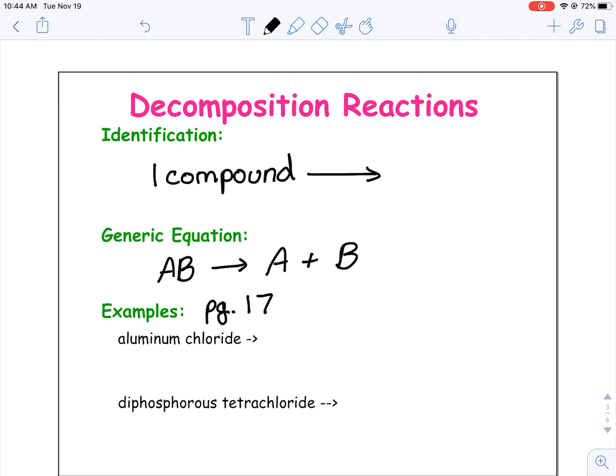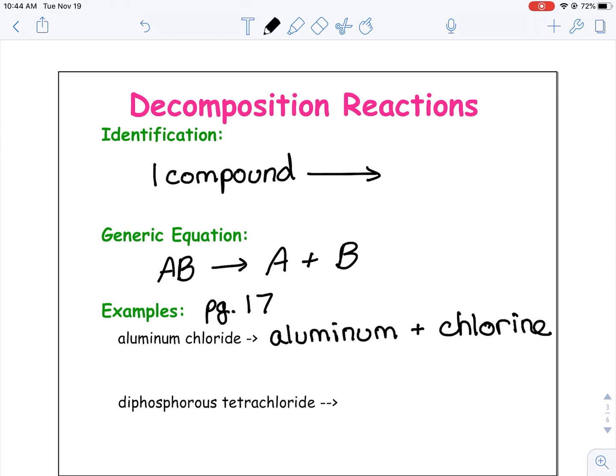17 in your packet. When you see one reactant, that's your clue that this is a decomp reaction. So you're going to break up that decomposition reaction into the two elements that make up the compound. Chlorine is not written chloride. Chloride is the ending when it's in a compound. When it's an element by itself, it's just chlorine.